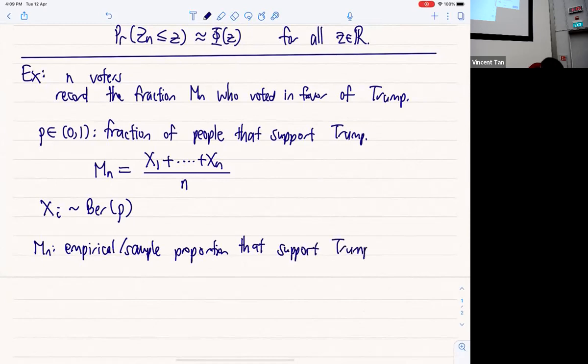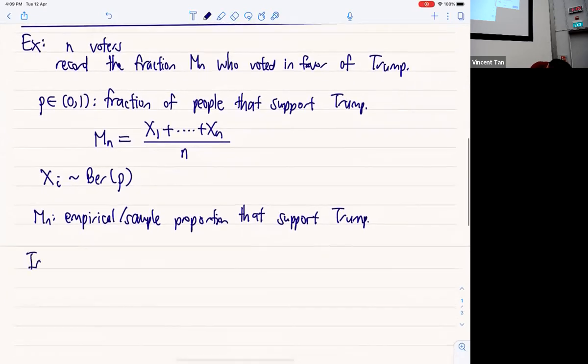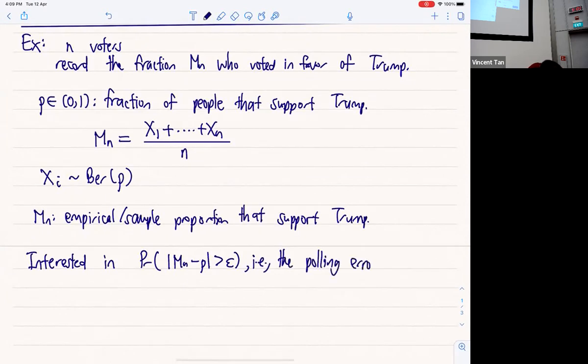Okay, so we are interested in the following. When we do polling, we are interested in the probability that the empirical fraction deviates from the true proportion by more than a certain fraction epsilon. This symbol here is called epsilon, i.e. the polling error is larger than some desired accuracy.